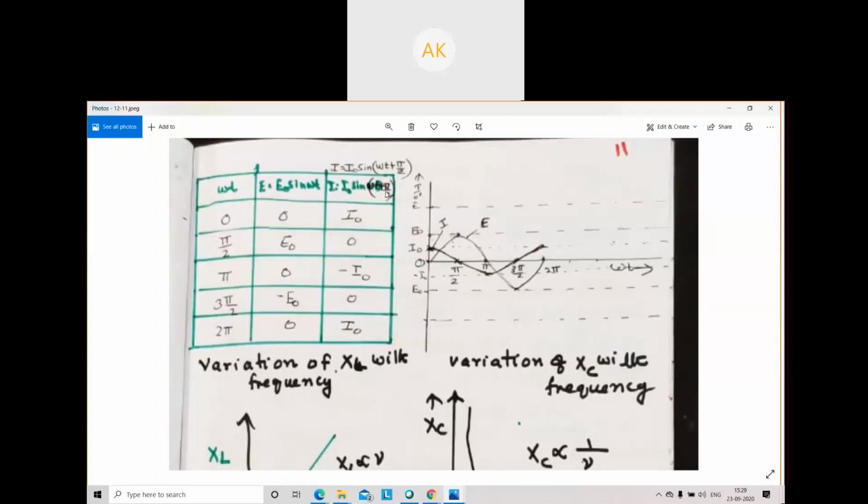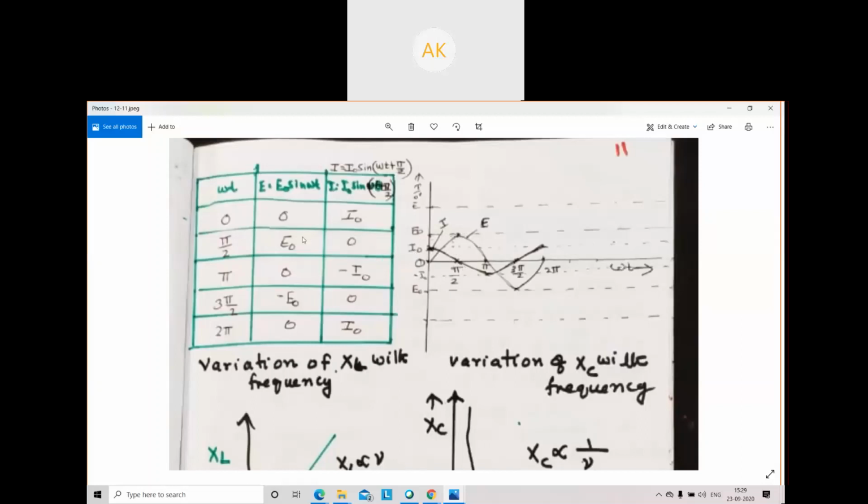Pi വരും 180 വരും അല്ലേ? 90 plus 90, 180 വരും. Sin 180 എന്താണ്? 0 ആണ്. So this factor becomes 0, I becomes 0. So EMF takes its maximum value. Current takes its 0 value. EMF takes its maximum value. Pi by 2 angle ആയപ്പോ, EMF takes its maximum value. But current, minimum value, it becomes 0.